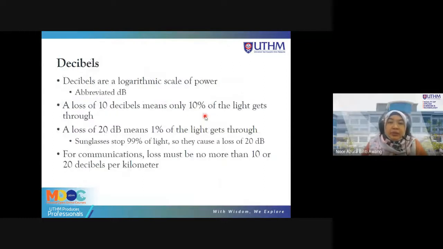So this is what you need to understand about fiber optic. The unit used for fiber optic is the decibel, which is a logarithmic scale of power. We can use the term dB. A loss of 10 dB means only 10% of the light gets through. A loss of 20 dB means 1% of the light gets through. So sunglasses stop 99% of light, so they cause a loss of 20 dB. For communication, loss must be not more than 10 or 20 decibels per kilometer.